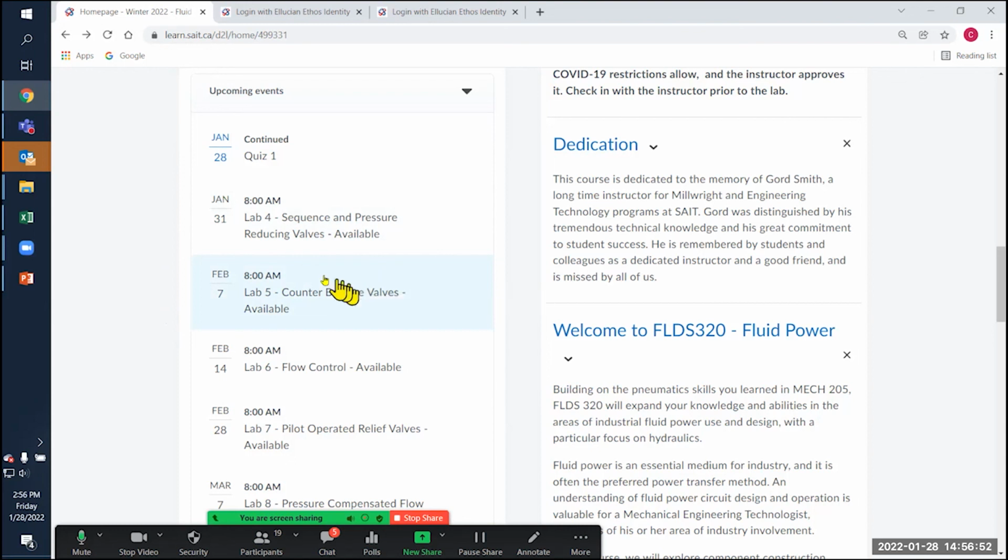So the next 2 labs are about the pressure reducing valves that we talked about this week. Next week, I'm going to talk about flow control. And then we'll start doing flow control in week 6. Week 7, we are on a break, reading week for that week.